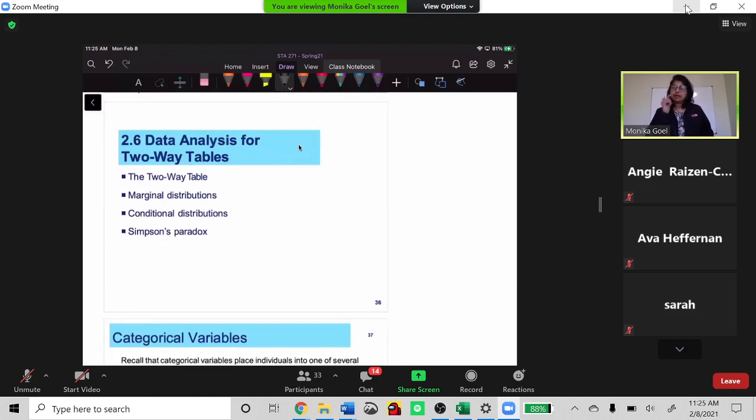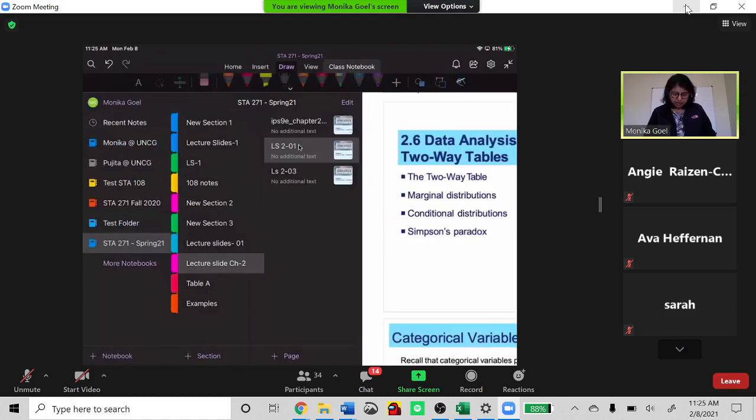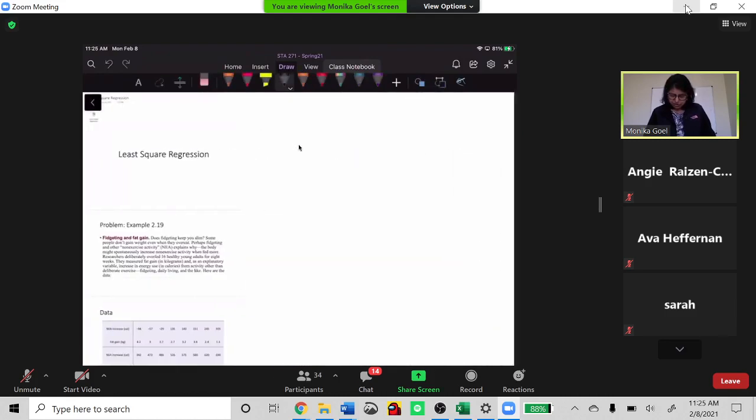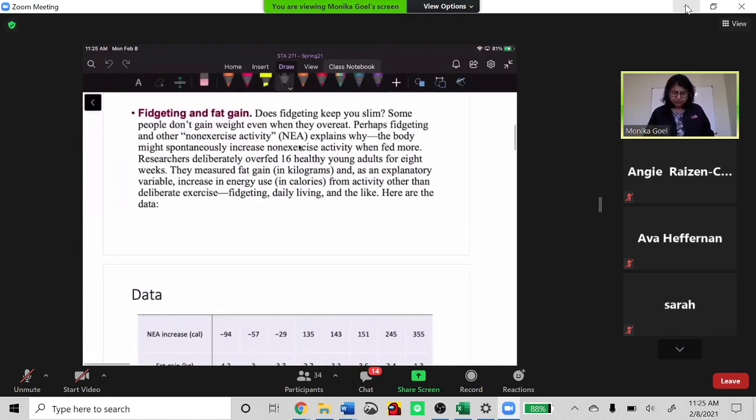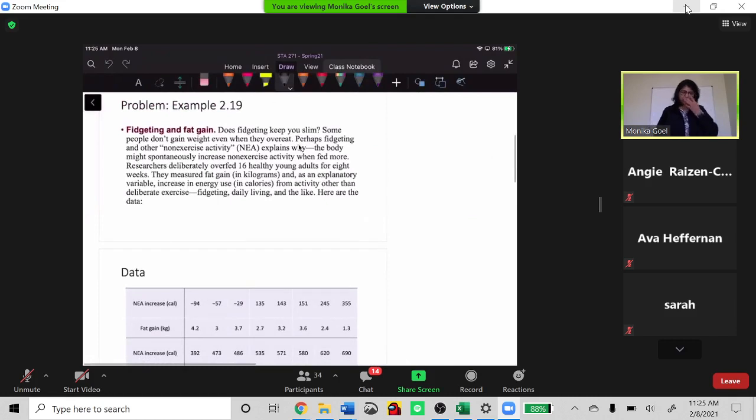And I think I showed you the least square regression document last time, how to use that in your homework assignment. Did we talk about that last time? If not, let me just quickly go over this part. I think I did, but let me just quickly go.